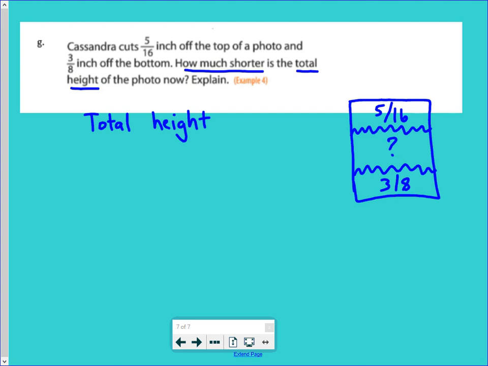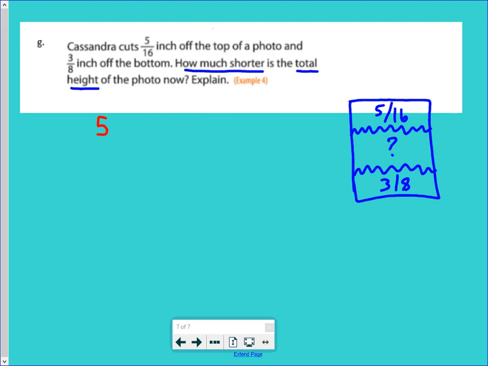So our total is 16 over 16, and we're subtracting those two. So the first thing I'm going to do is add up what we cut off, and then I'm going to subtract that from the total, which is 1 whole, which is 16 over 16 in this case. So we're going to add them up. Now there's multiple ways to do this. This is not the only way to do it. You can take 16 over 16 and just subtract 5/16 and subtract 3/8 as well.